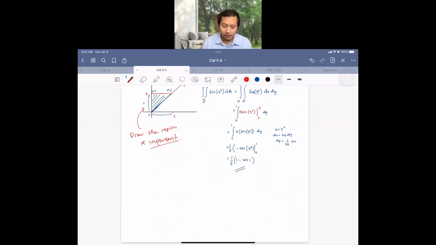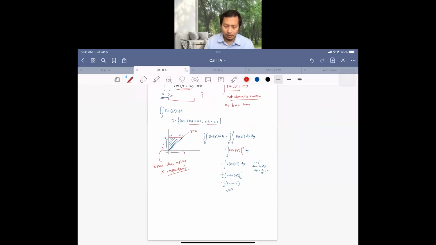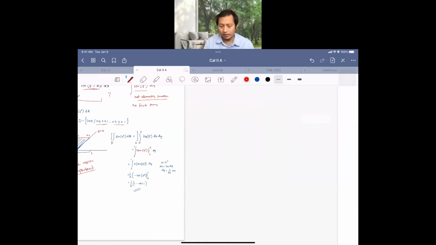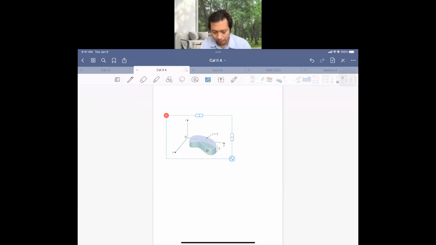Okay, I will continue a little bit more on this double integral, and after that, maybe give you two practice questions, and then we move on to 15.3. Let me write in the new note, on a new page here.